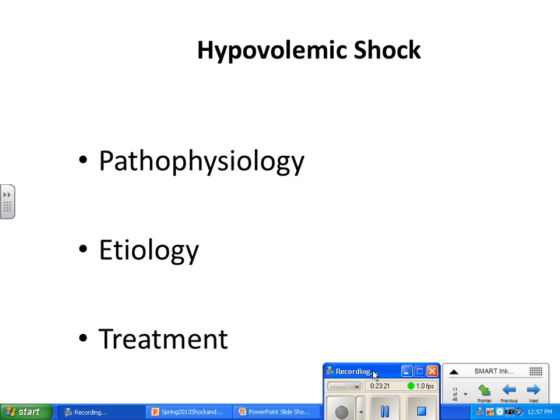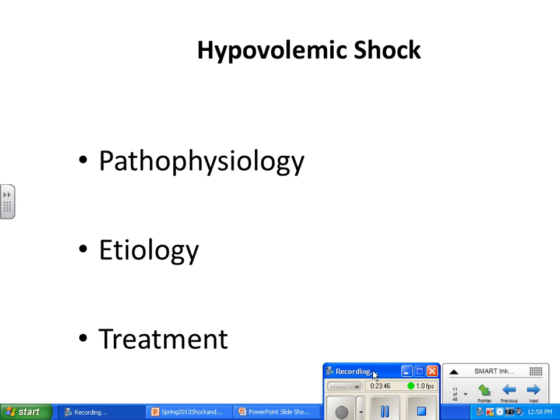What are some causes of hypovolemic shock? Hemorrhaging, either external or internal. What else? Dehydration. And what else? Diarrhea and vomiting. And massive fluid shifts within the body. If your patient has massive ascites, and there's a sudden shift of fluid into the peritoneum, then they can become hypovolemic and show signs of hypovolemic shock.